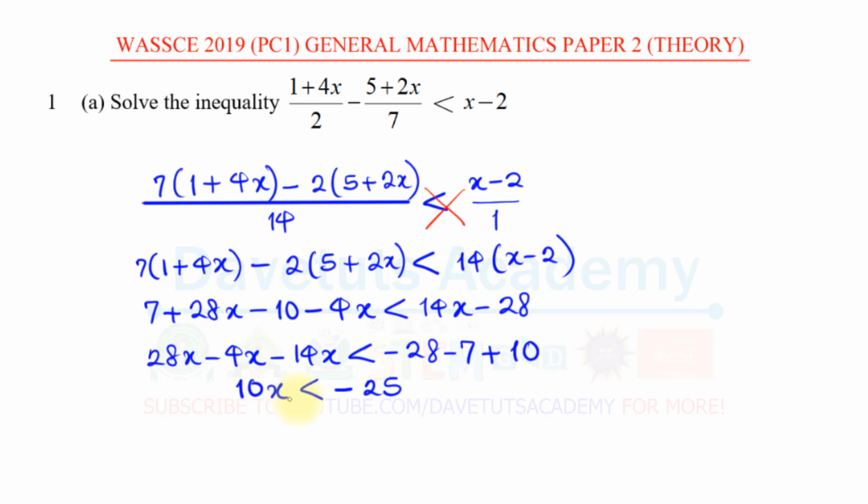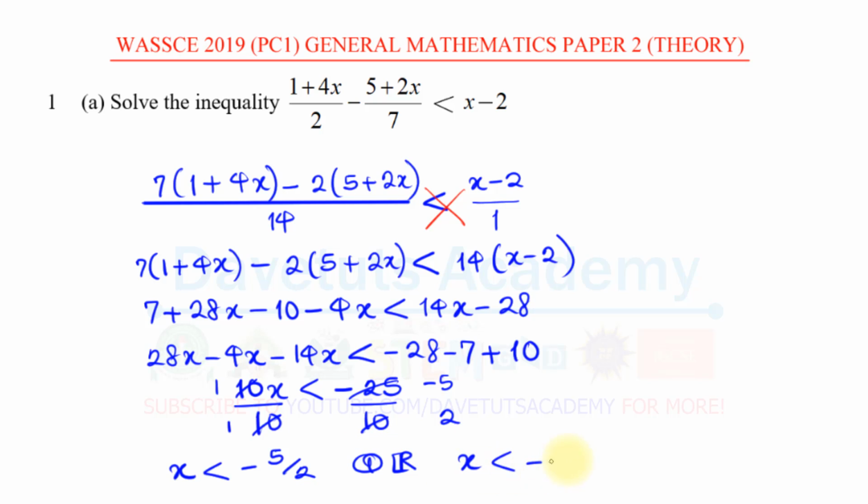Okay, so we have simplified this so far like this, but we can eliminate the coefficient of x by dividing both sides by 10. So this 10 here can cancel this 10, and we're going to have 1. Then here 5 can go into minus 25, that will be minus 5. 5 can go into 10, that will be 2. So we can say x is less than minus 5 over 2, or we can even simplify further to say x is less than minus 2.5, because 5 over 2 is the same as 2.5.